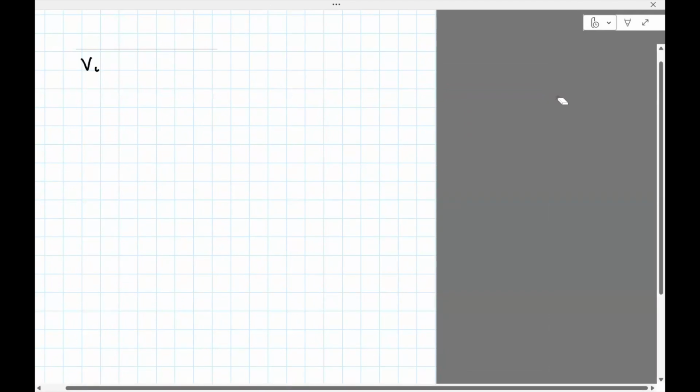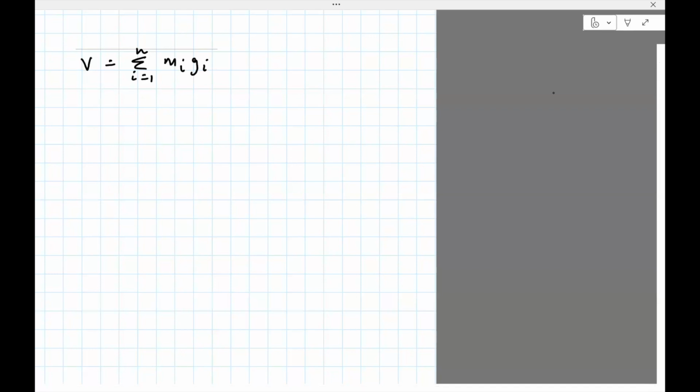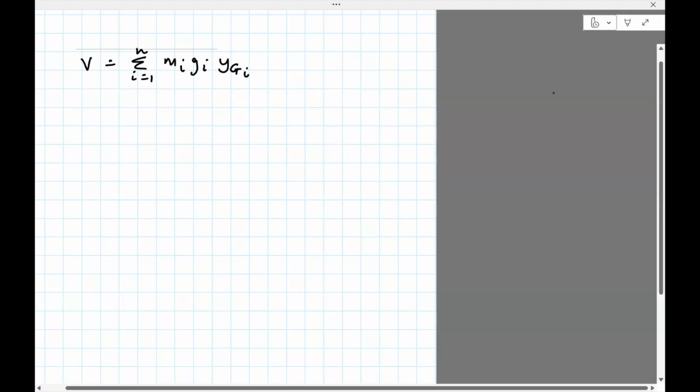V equals summation i equals 1 to n of m_i g h_i. I'm going to assume that the vertical direction is the direction in which gravity is acting. So then I should just write the position of the center of mass of G_i with respect to 0, plus sometimes you also have springs.